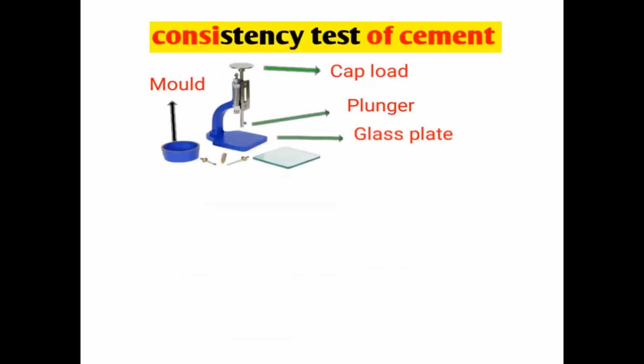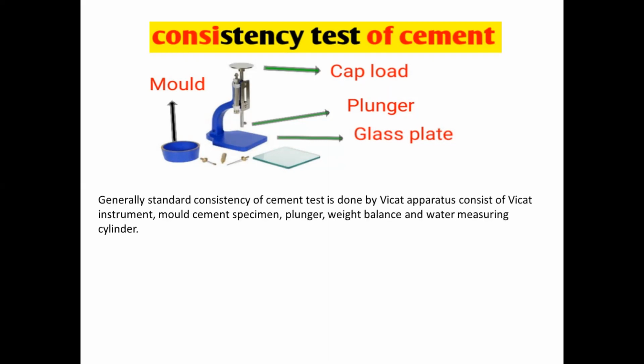This is a sample picture of our Vicat apparatus, wherein we can apply the consistency test of cement. And then we have the following parts of our Vicat apparatus. We have the cup lobe, the plunger, the glass plate, including the mold. Generally, the standard consistency of cement test is done by the Vicat apparatus, which consists of the Vicat instrument, the mold, cement specimen, the plunger, weight balance, and water measuring cylinder.